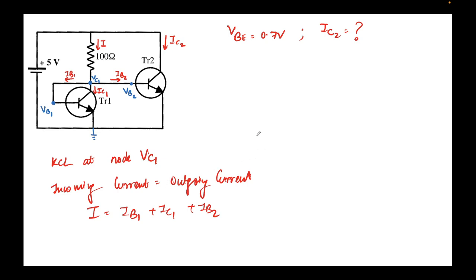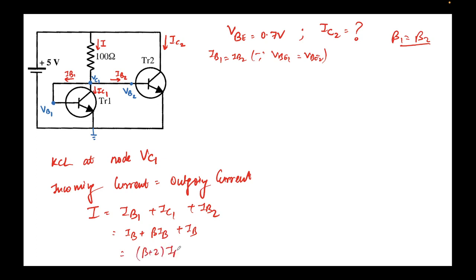Okay, now remember the question said these transistors are identical. What that means is that if their base emitter voltage is same, their IB will also be the same. IB1 will be equal to IB2 because VBE1 equal to VBE2. Also, beta1 will be equal to beta2 because they are identical. Okay, so what I'll do is I'll simply write this as IB. And since beta1 equal to beta2, I can write this now as beta IB plus, this will also be IB. So I will be equal to beta plus 2 IB. Okay, this is the value of current I that I have obtained.